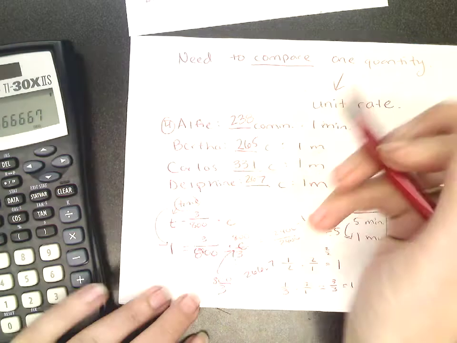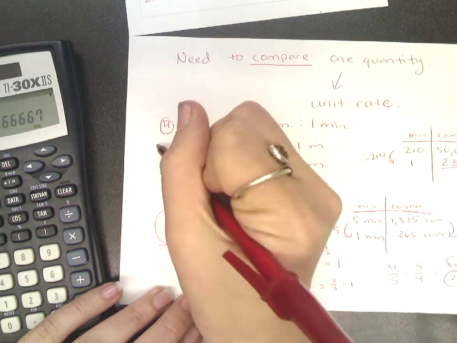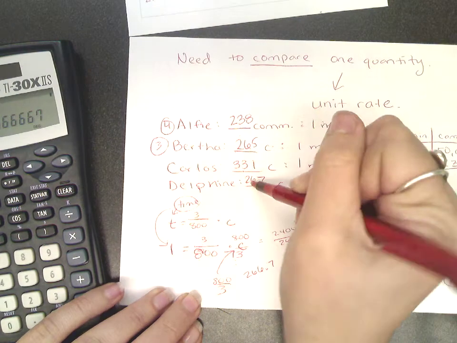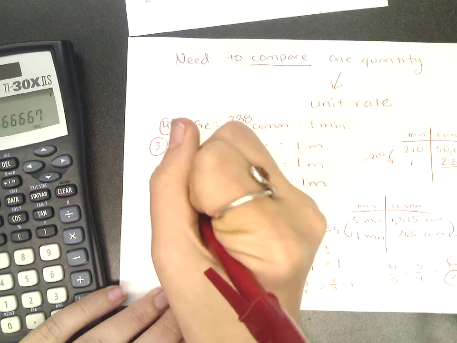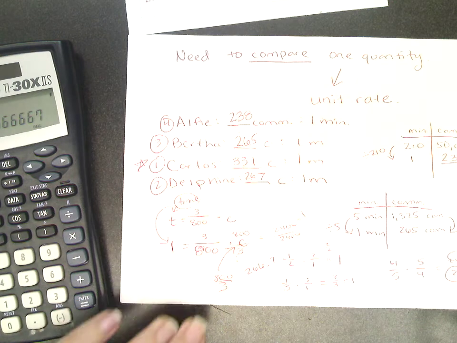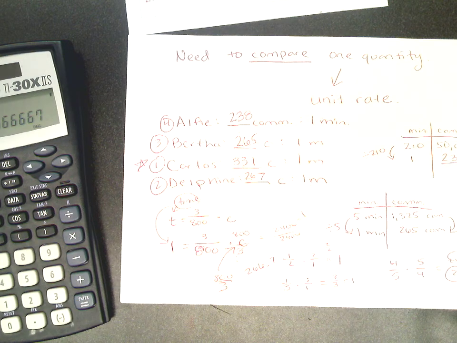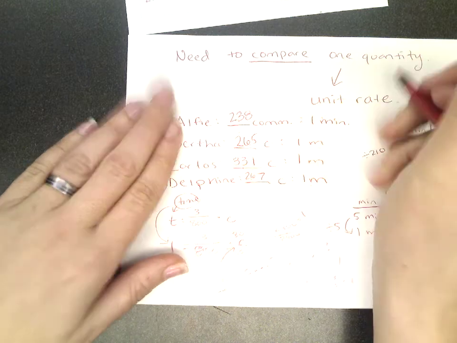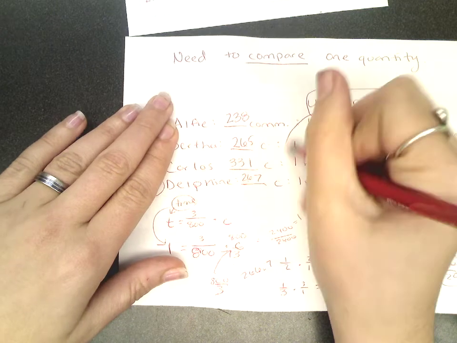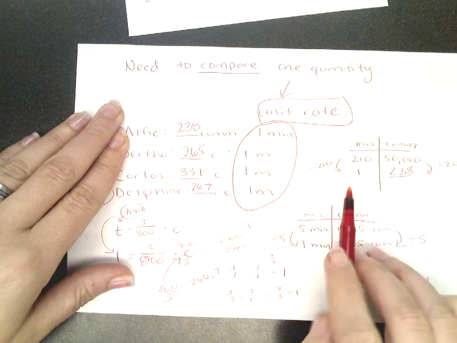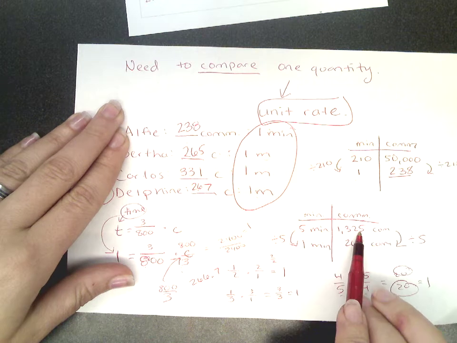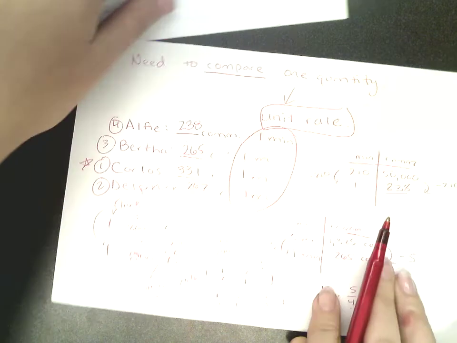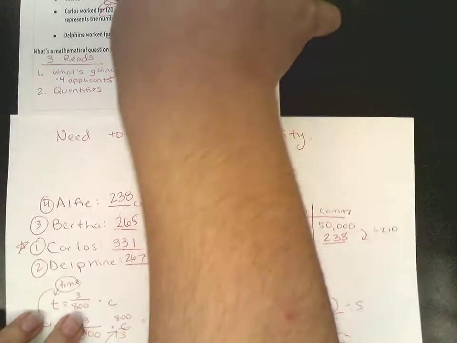Alfie's in 4th place, 238. Bertha's in 3rd place at 265. Delphine is in 2nd place. Carlos would be the person that they would want to hire if they are only looking for speed. So in this case, looking for a unit rate was helpful, getting it all down to 1 minute. And that table is a nice way to organize your thinking so you know that you're getting down to 1 minute in a reasonable way.